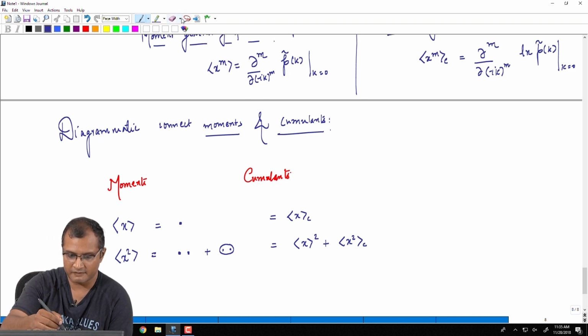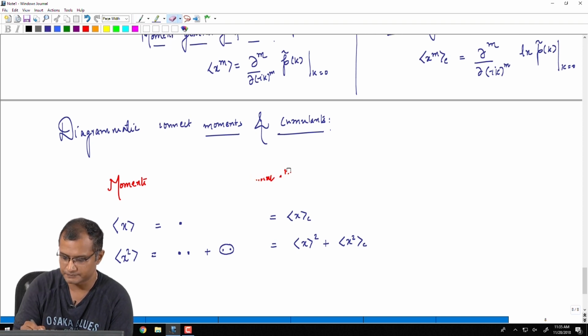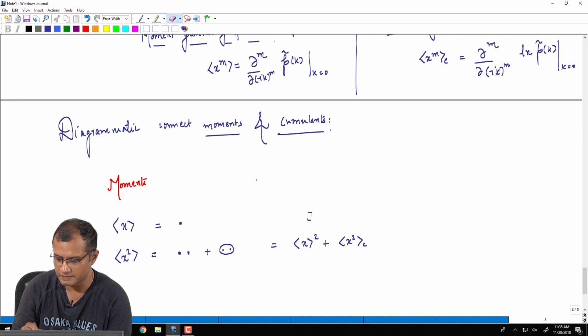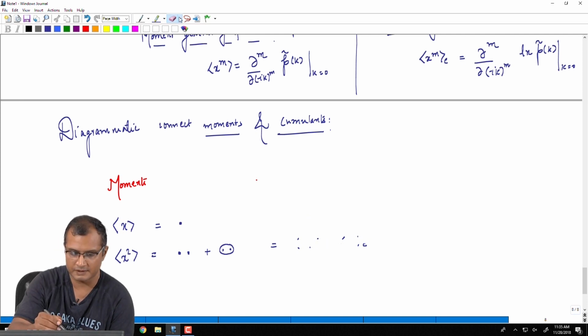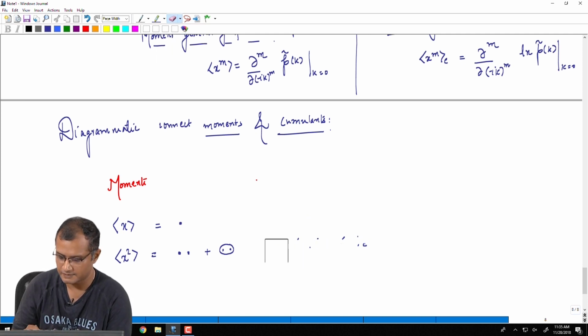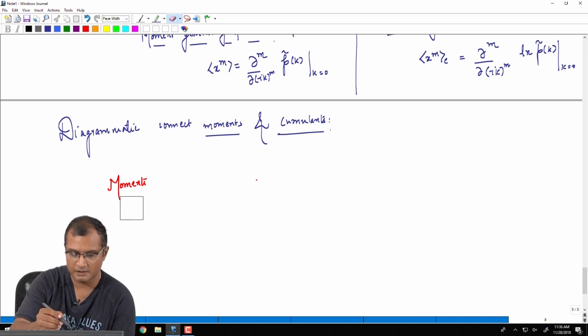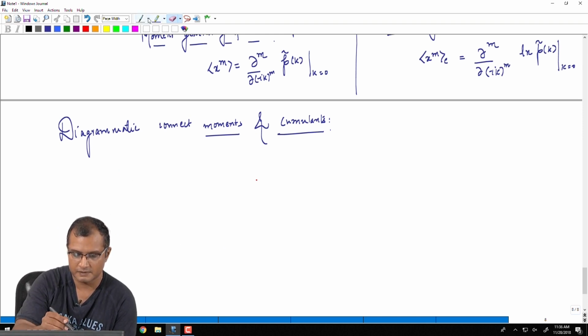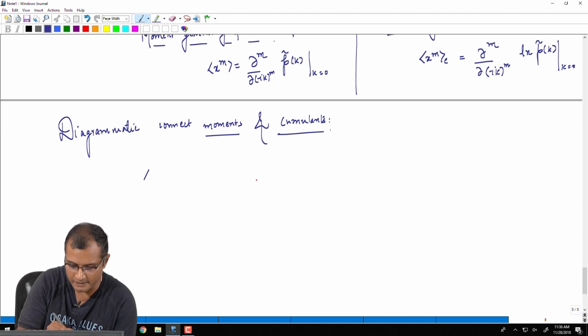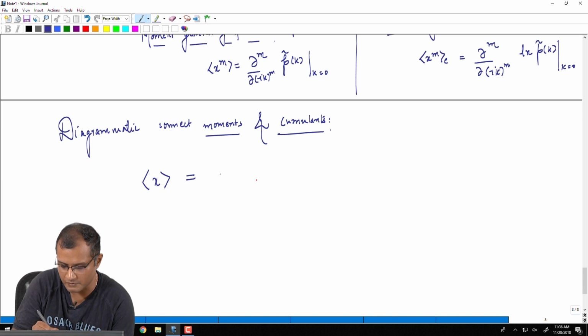Maybe this is better if I write it below. So, I am going to write it below the dot. The first moment is just a single dot, and that is nothing but the first cumulant.